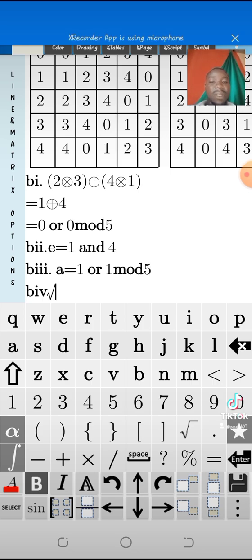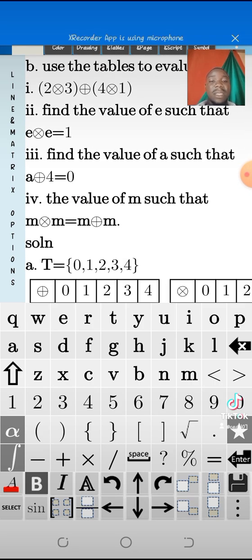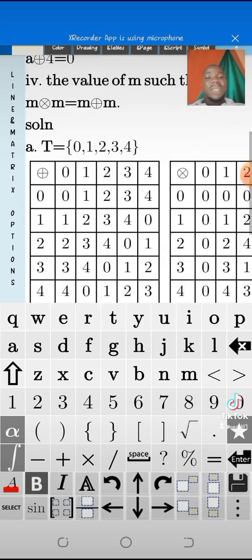Okay, so for the BIV now, we should find the value of M such that M times M is equal to M plus M. So what you do now is go to the multiplication table, look for a point where you have two of the same number multiplying themselves. Then also go to the addition table, look for a point where you have two of the same number adding themselves, and then check the values of both. If they are the same, it means that's the value of M. Now let's look at the multiplication table now.